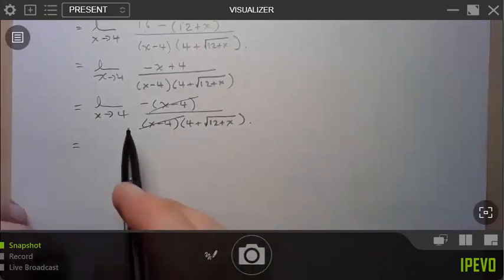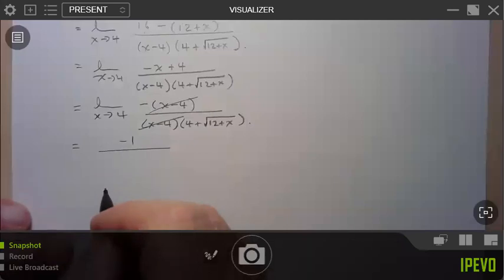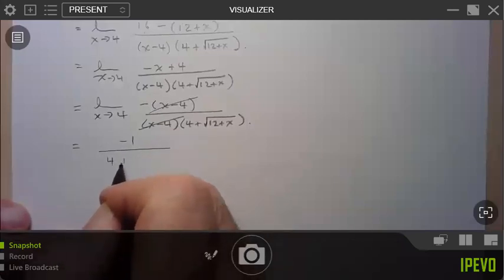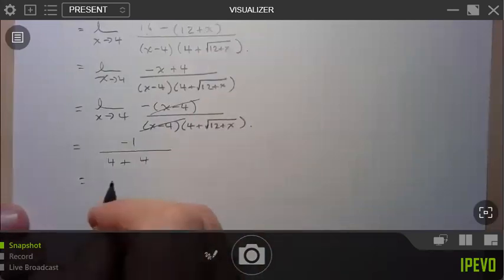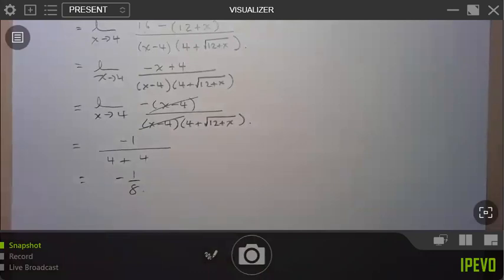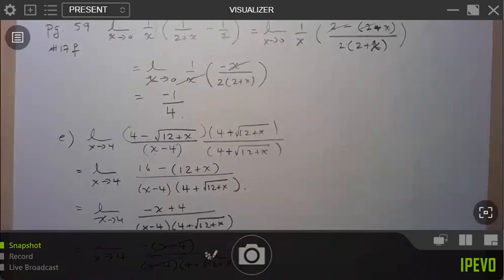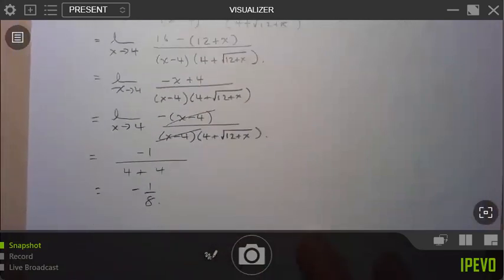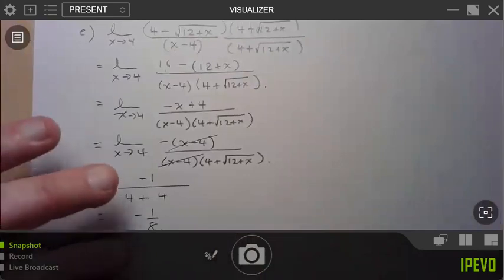So here, now I can evaluate the limit. So it looks like -1 in the numerator. And then here, what do we have? We have 4 plus, and this is 16. So square root of 16 is 4. So it looks like we have -1/8. Okay. Any other questions on these here? Nope. All right.